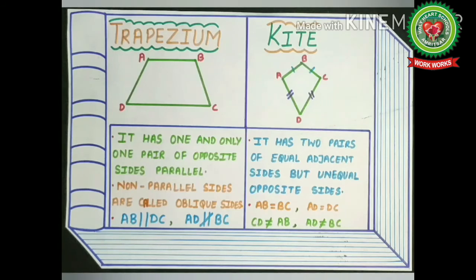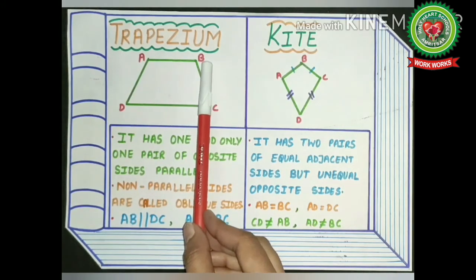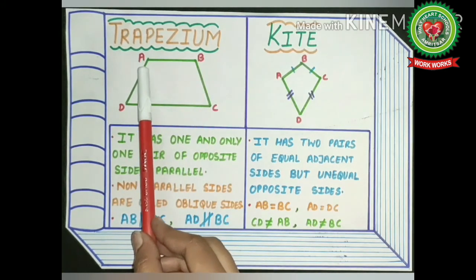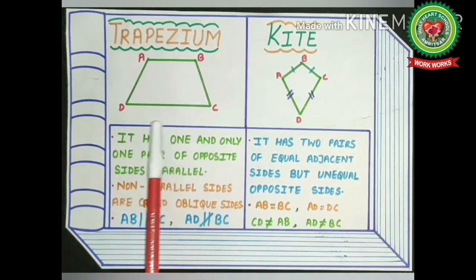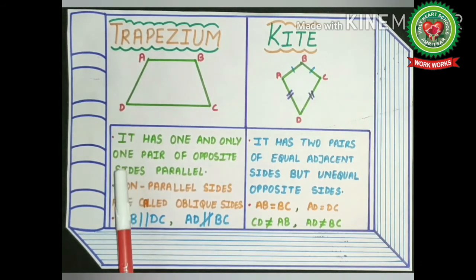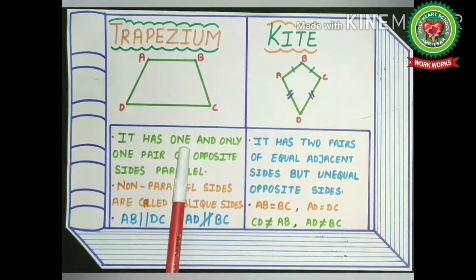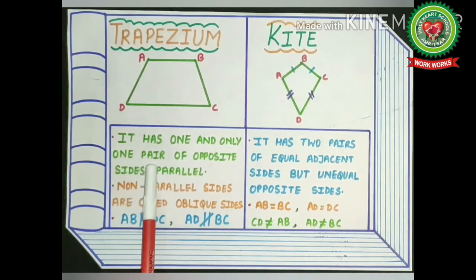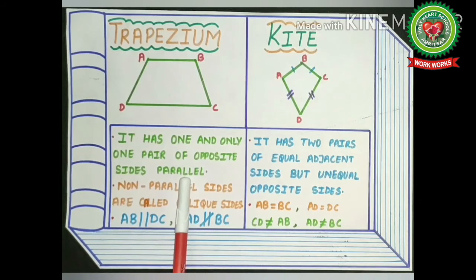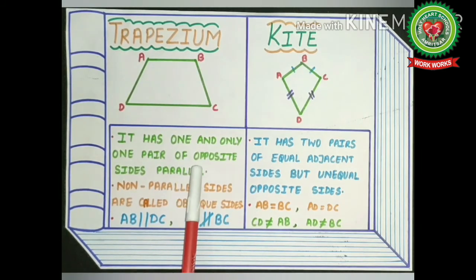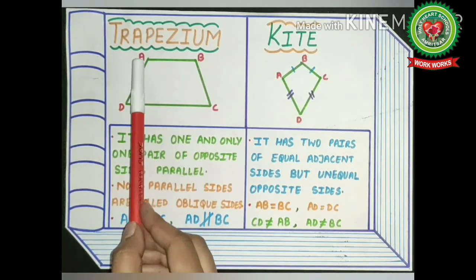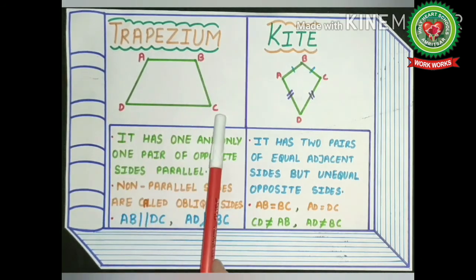Now students, we will discuss about the second type of quadrilateral, that is trapezium. Now trapezium name is ABCD. First property of a trapezium is that it has one and only one pair of opposite sides parallel. Now opposite sides, only one pair is parallel. That means AB parallel to DC.